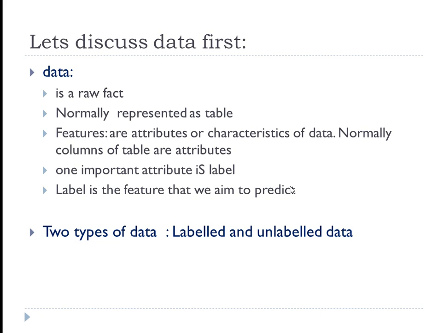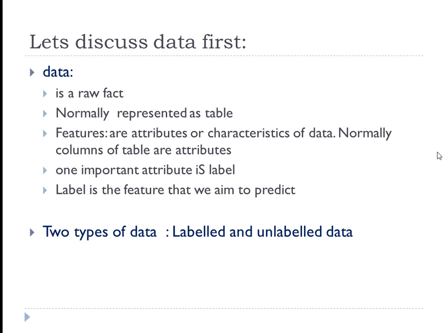Normally it's represented as a table, right? The input can be an image or a video frame, but you can extract the features from these images and put them in the form of a table. So what are features? Features are attributes, or characteristics of data, normally represented in the form of a table, and a column of the table we call an attribute. One important attribute in the columns would be the label. The label is the feature that we aim to predict.